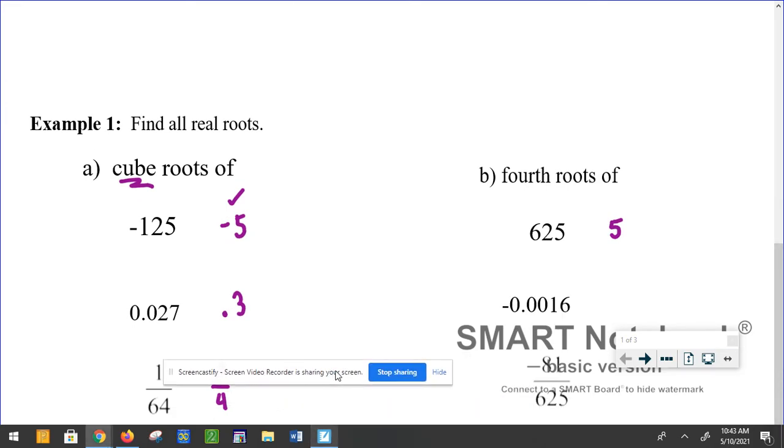For some reason, I can't scroll down, but that's okay. Maybe I do it this way.